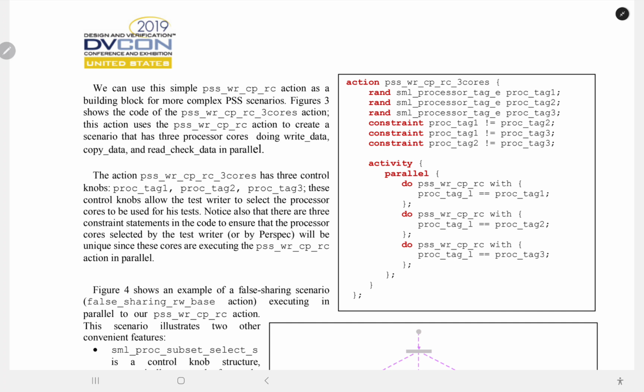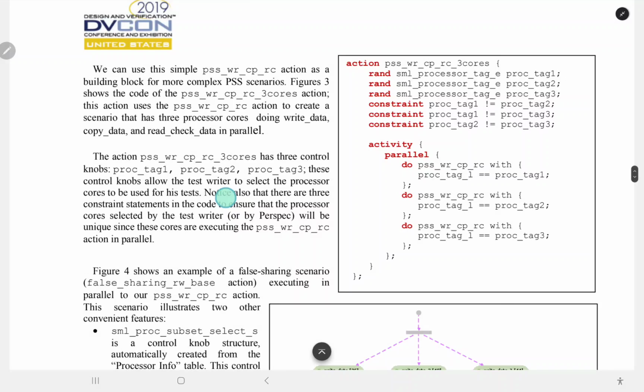Figure 3 shows the code of the PSS WRC PRC 3 cores action. This action uses the PSS WRC PRC action to create a scenario that has 3 processor cores doing write data, copy data, and read check data in parallel.